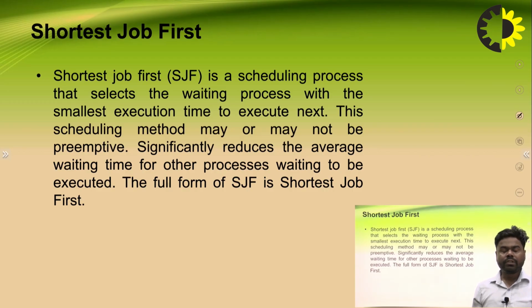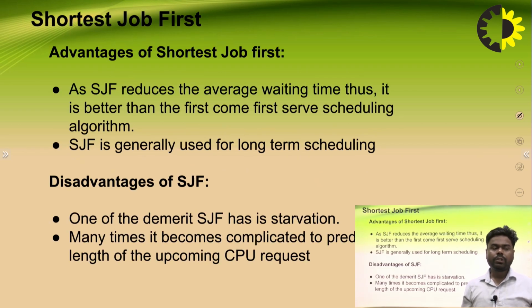The full form of SJF is shortest job first, meaning the process with the lowest burst time will execute first. The advantage of shortest job first is that it reduces the average waiting time, thus it is better than the first come first serve scheduling algorithm, and SJF is generally used for long term scheduling.